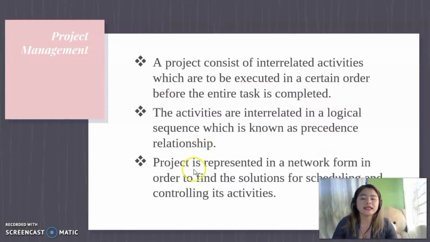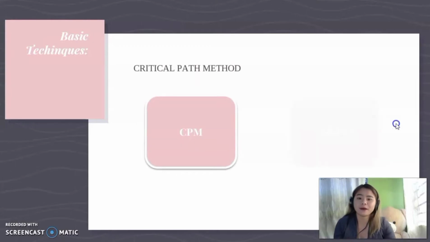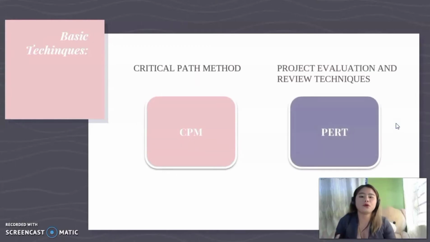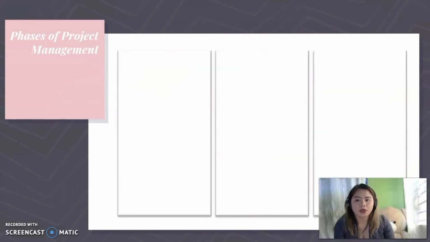So a project is represented in a network form in order to find the solutions for scheduling and controlling its activities. So in project management, it has two basic techniques: the CPM or the critical path method, or the PERT or the project evaluation and review technique. But in this discussion, we will only focus on the CPM.